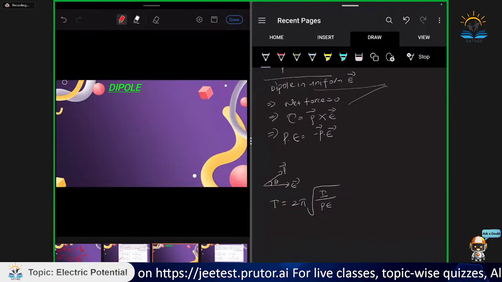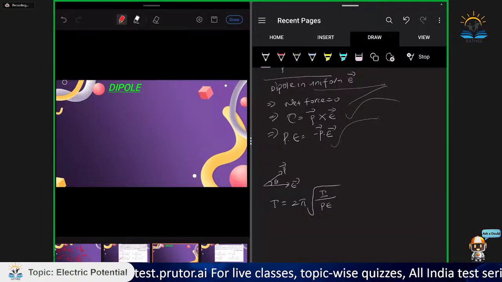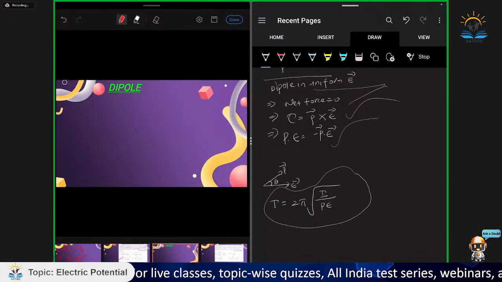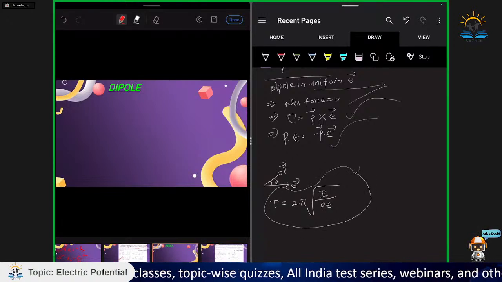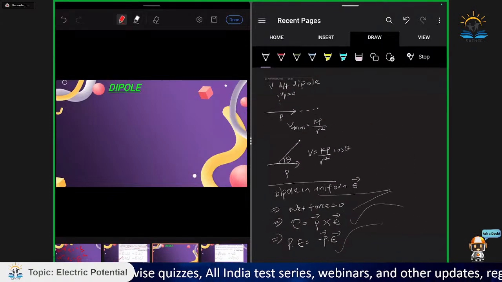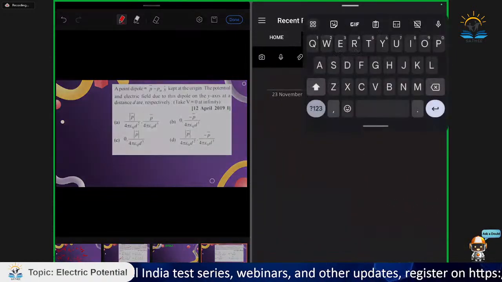So these are the dipole in a uniform electric field results. Net force will be 0. Torque will be P cross E. Potential energy will be minus P dot E. And for oscillation, time period will be 2 pi root of I by PE, where I is the moment of inertia. Okay, easy. Let's get into our question.